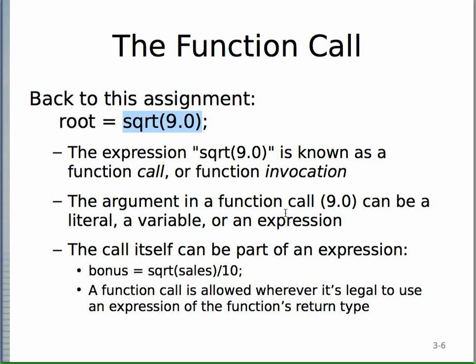So the arguments in a function can be, as in Java, a literal constant as we have here, or a variable, or an expression. So you can have something like 10 divided by 5, for example, or x times y divided by z. And the call itself can be part of a bigger expression that you can then evaluate and store into a variable. So the basic rule is a function call is allowed wherever it is legal to use an expression of the function's return type. So as long as the return type is allowed in some expression, you can use it.